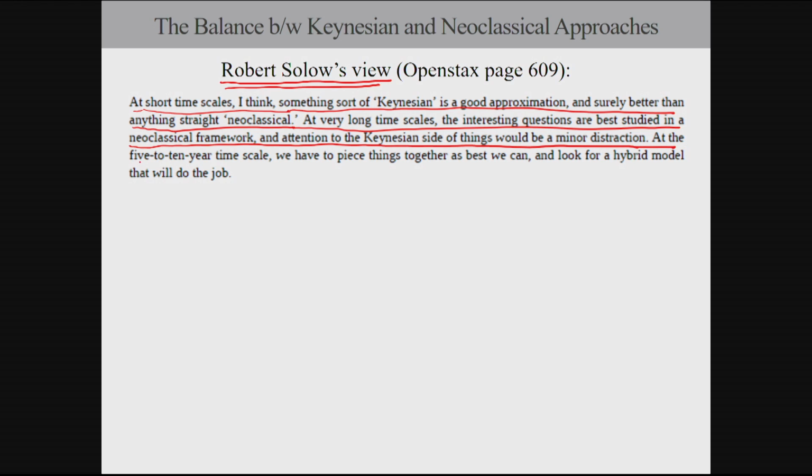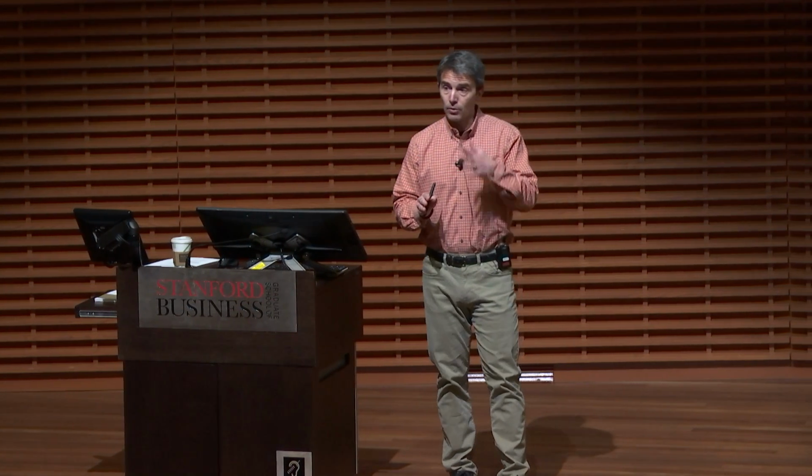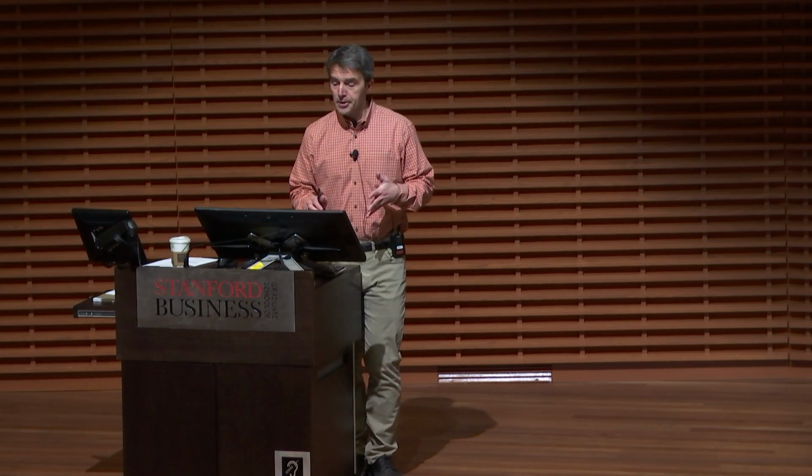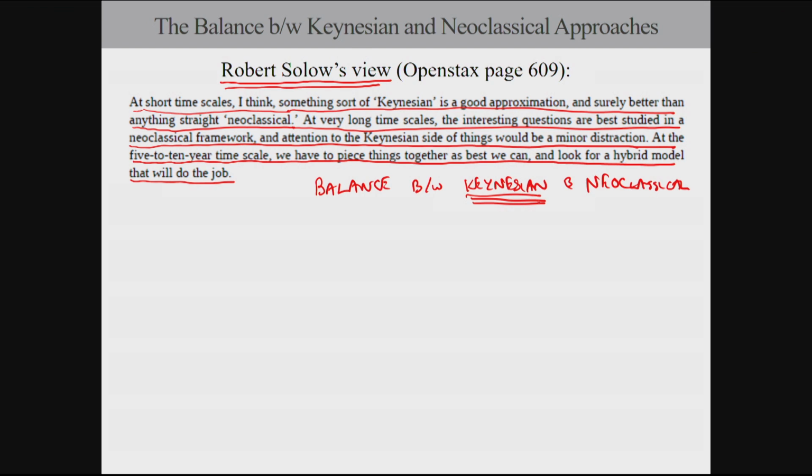At the 5 to 10 year time scale, we have to piece things together as best we can and look for a hybrid model that will do the job." So there's this sort of balance between the Keynesian and neoclassical view. In the short run, if what we're seeing in global stock markets right now ends up leading to some kind of a recession, then maybe the Keynesian view will prevail in terms of policymaking.